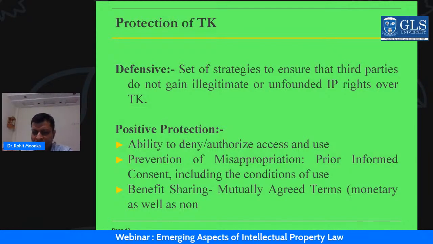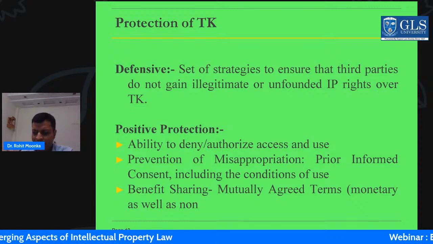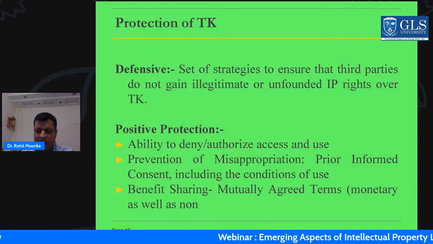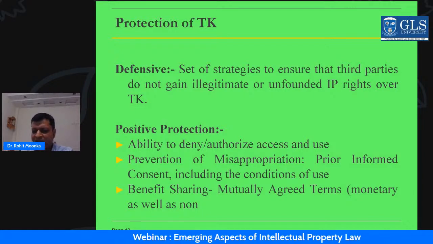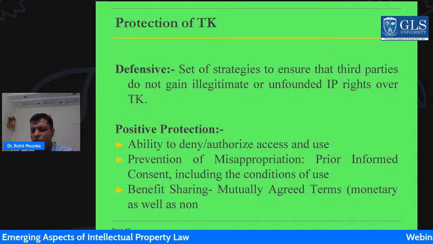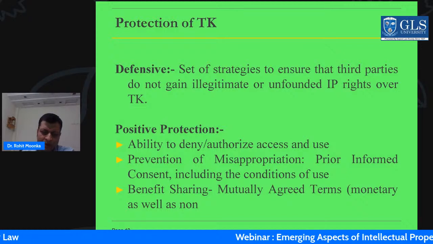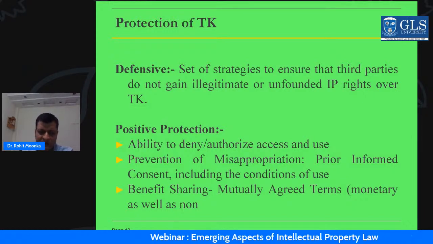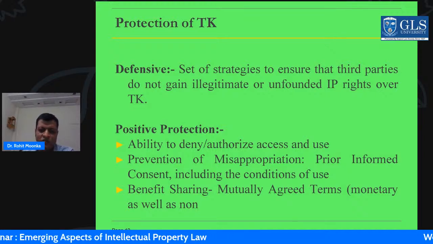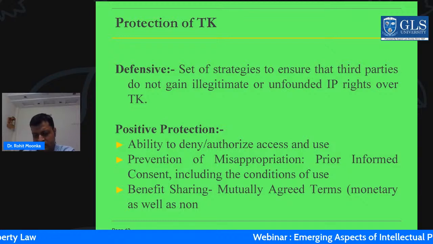once the copyright is granted, the author has got a bundle of rights. We call it a bundle of rights. And that right includes allowing somebody or denying somebody to use that particular copyrighted work, right? So similarly, once positive protection with regard to traditional knowledge is provided, the traditional knowledge holder would have the ability to deny or authorize the access and use of that particular traditional knowledge.